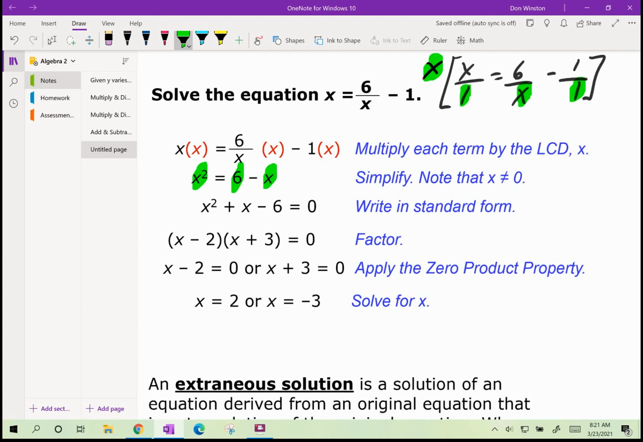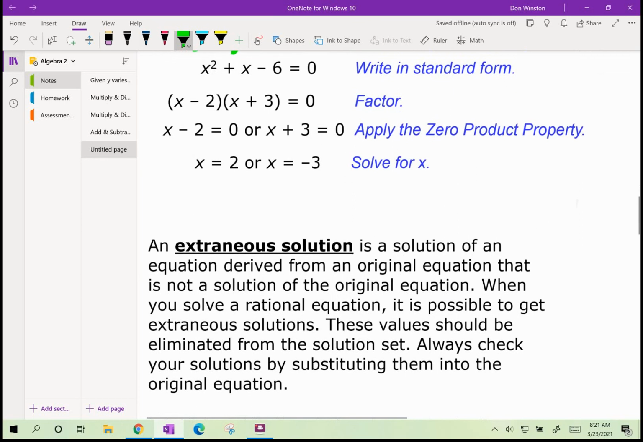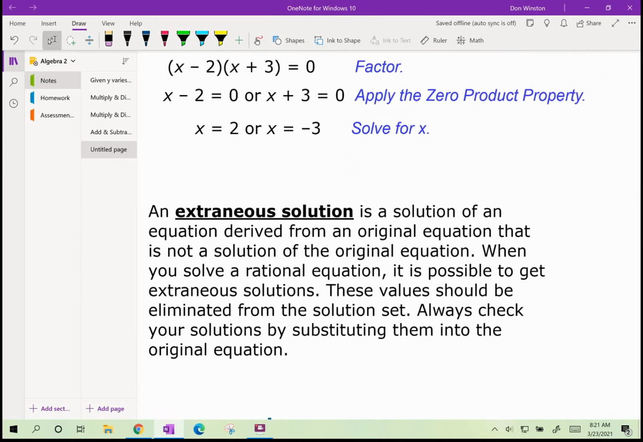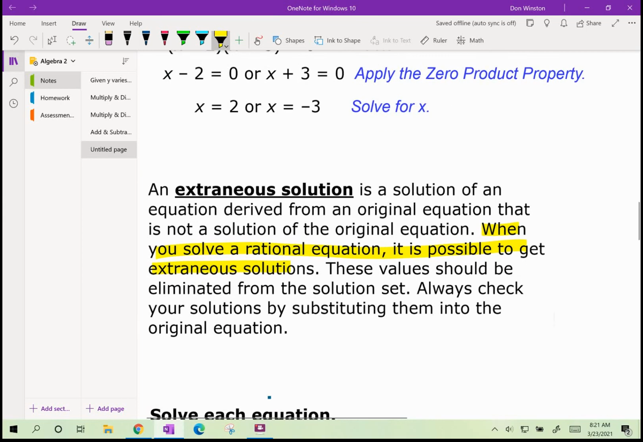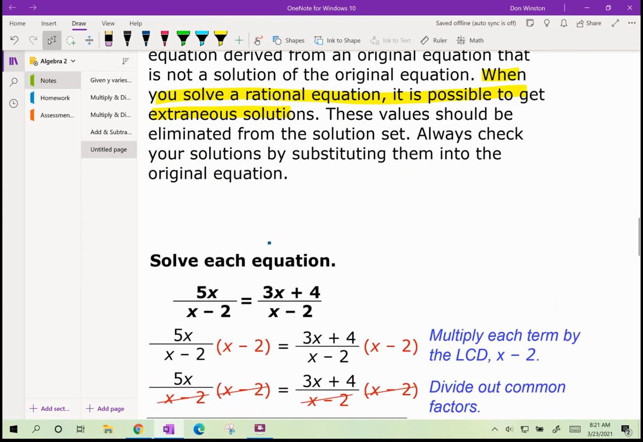Sometimes when we're solving these things, we get what's called an extraneous solution. It's a solution of an equation derived from the original equation that is not a solution of the original equation. When you solve a rational equation, it is possible to get extraneous solutions. These values should always be eliminated from the solution set. Always check your solution by substituting them into the original equation.